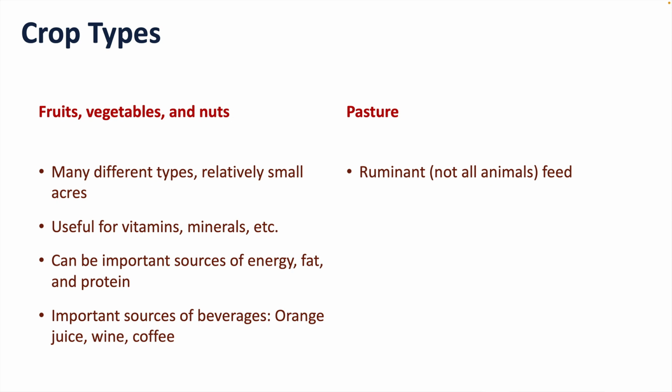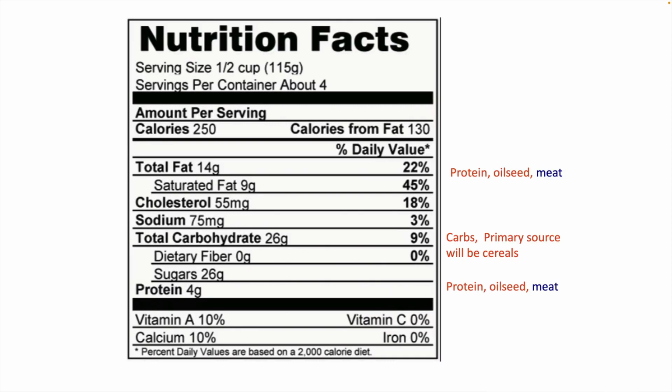And this isn't all animals. For example, hogs, swine more generally, and poultry aren't pasture-based. Those animals can't get energy and protein primarily from pasture, just as humans can't primarily get energy from pasture. So those are the four types of crops. And again, there's a large number of crops in each one of those.